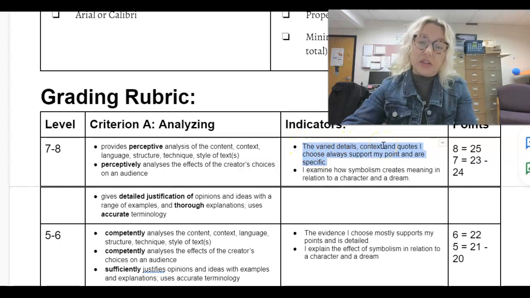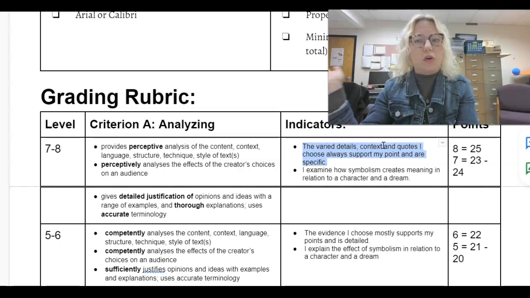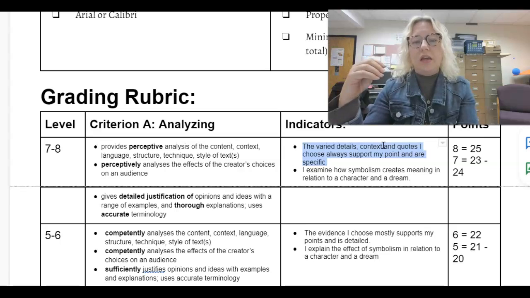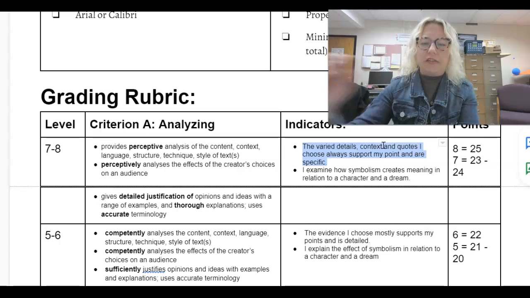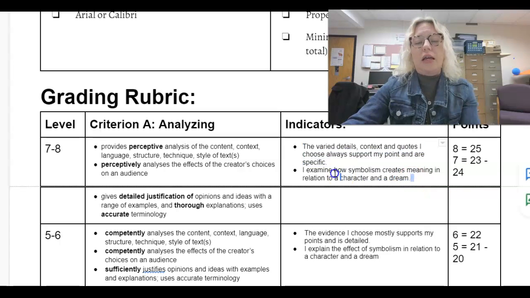A lot of you are missing Act 3, and I think that is a problem because Act 3 is when we see the most change from everybody. Walter totally changes. We see some kind of going back and forth with Beneatha, but take a look at Act 3 again if you haven't incorporated it into your paragraphs, because that's going to help you score higher on criterion A. The other indicator here is I examine how symbolism creates meaning in relation to a character and a dream.